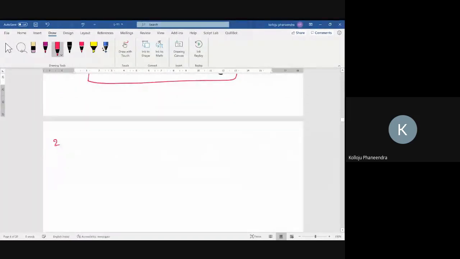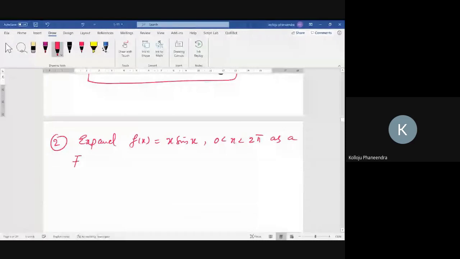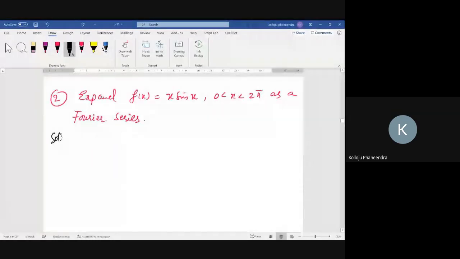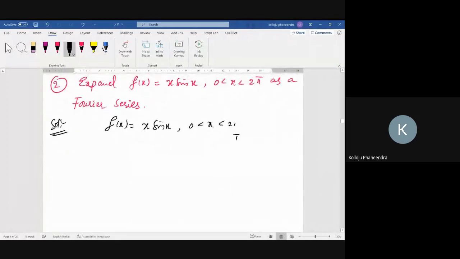Okay. Second problem. Expand f of x equal to x into sin x in the interval 0 to 2 pi as a Fourier series. Now, solution. f of x equals x into sin x. And the interval is what? 0 to 2 pi. See, what is the change in this problem? 0 to 2 pi.